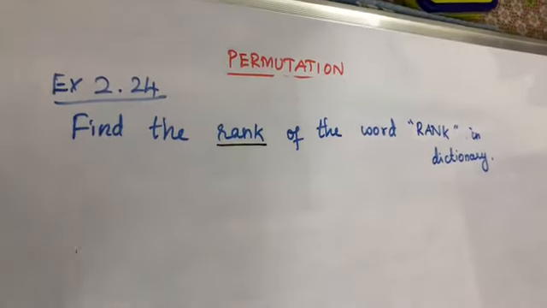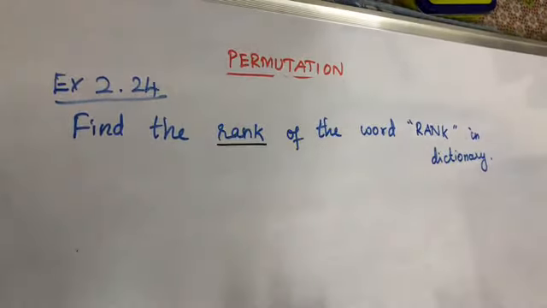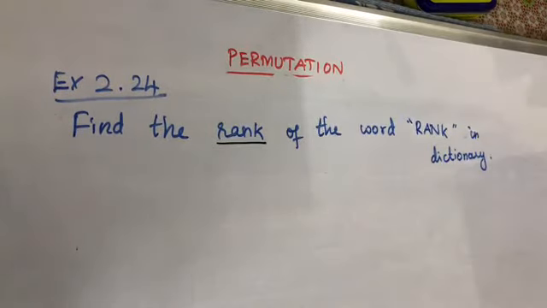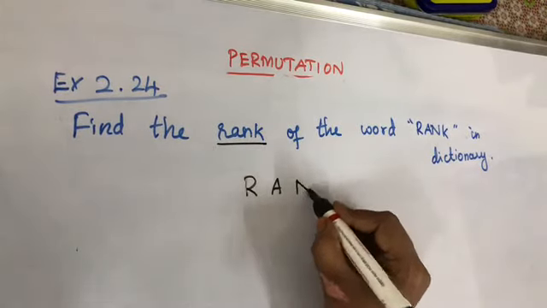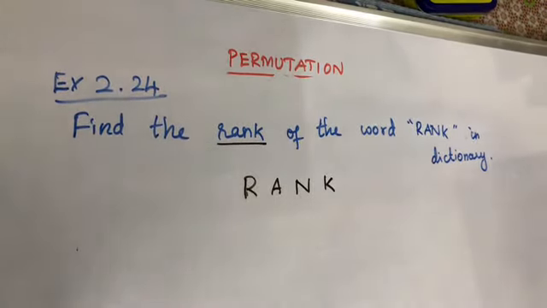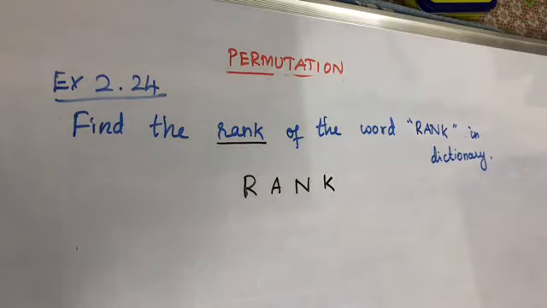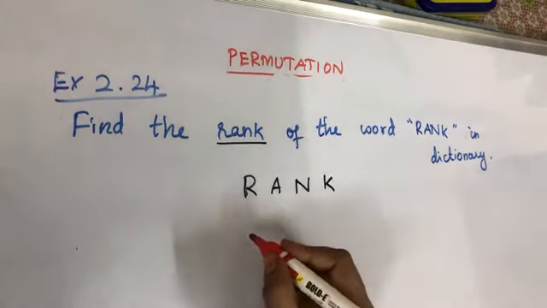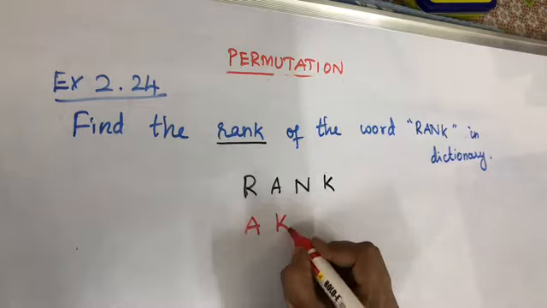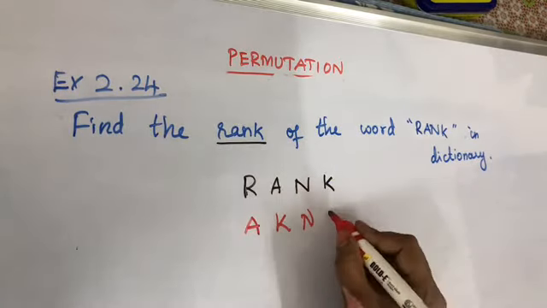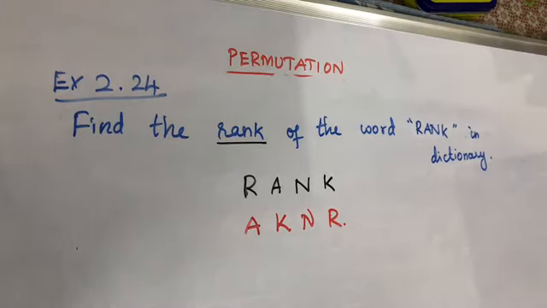24th example: find the rank of the word RANK in the dictionary. Now we are going to rank the word RANK. As usual, first what do we have to do? We have to arrange the letters in alphabetical order. First what letter will come? A, and then K, and then N, and then R. This is the alphabetical arrangement of the letters.